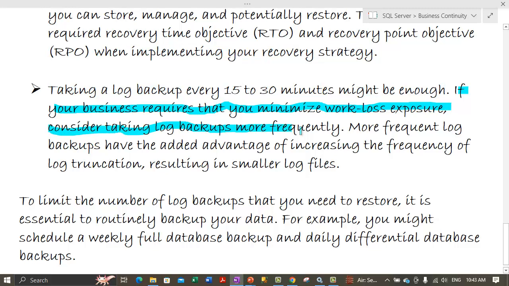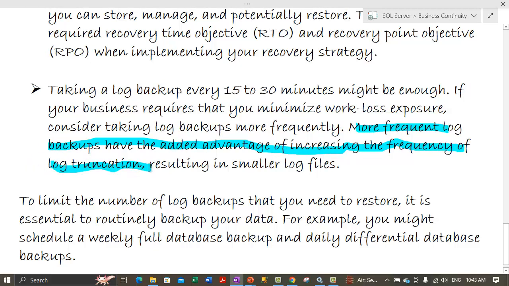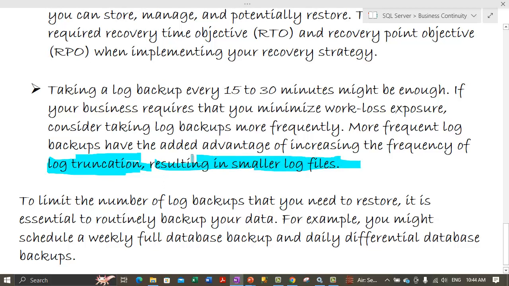Now consider taking the log backups more frequently. More frequent log backups have the added advantage of increasing the frequency of log truncation. So the more frequently we take transaction log backups, the more it helps in truncating the log files, which will otherwise become large. Log truncation results in smaller log files, because the committed entries in the log files get backed up in the backup file, and those committed entries are removed from the transaction log files.